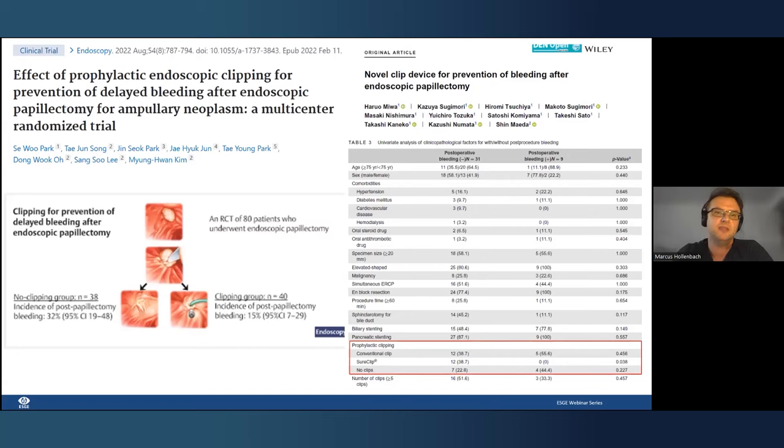And there was another study who analyzed the clipping with a novel clip, the shoe clip, which is available up to 17 millimeters. And also in that study, there was a tendency with a lower rate of delayed bleeding, but also in this group, there was no statistical significance.